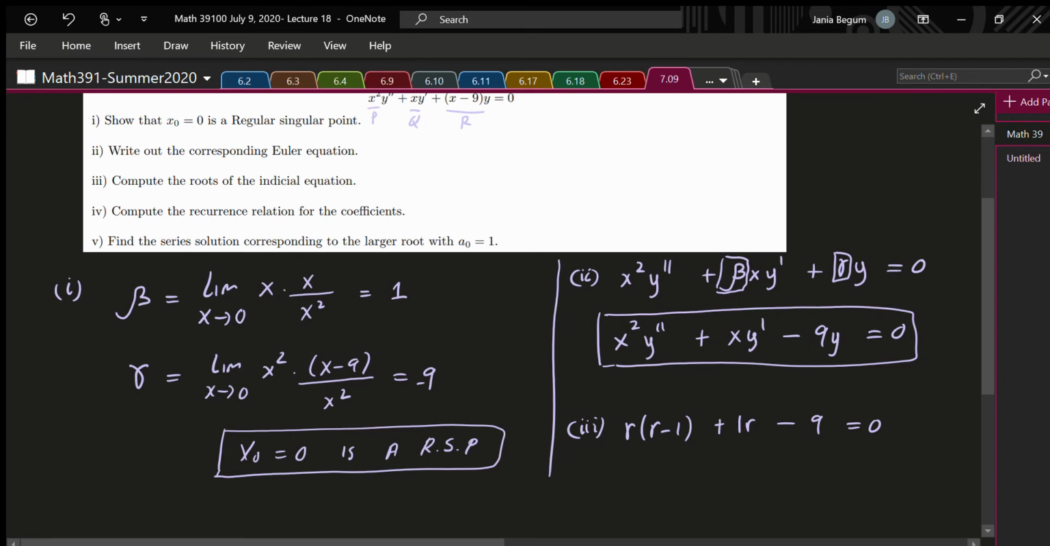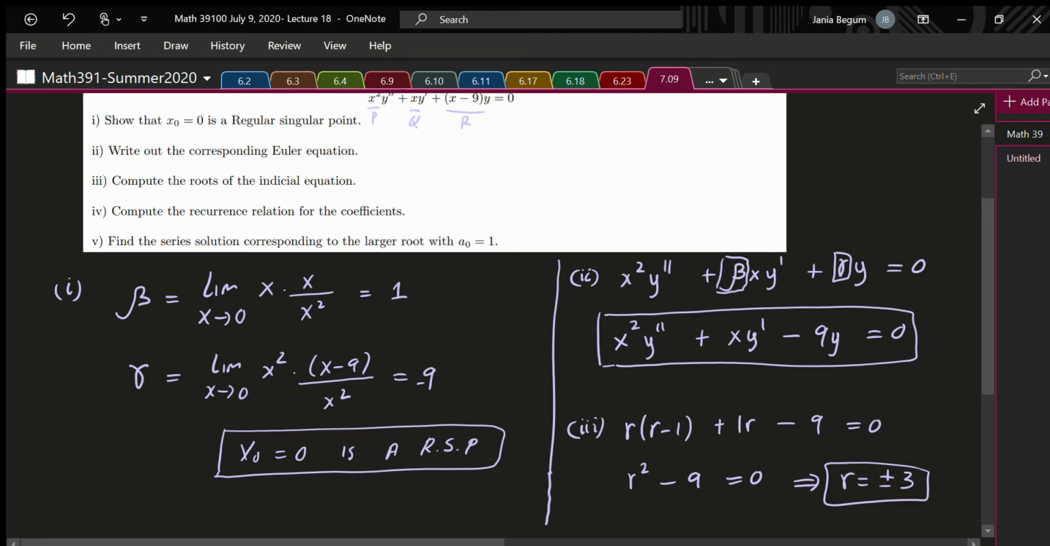So we have this as our indicial equation. From here we start solving for r because this is a second degree polynomial. We expand this, we have r squared, and then minus r plus r cancel out, minus 9 equals 0. So then r is going to be plus and minus 3. So we have the roots for r. That completes part 3.